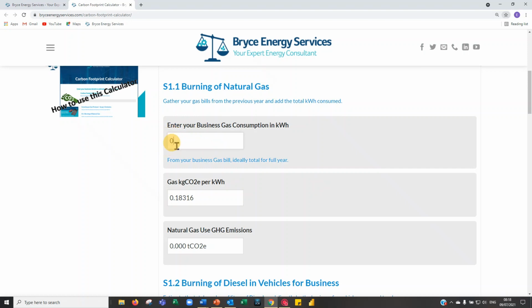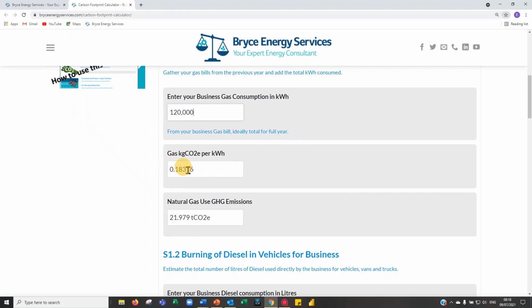So enter your business gas consumption in kilowatt hours. So you'll get this from your gas bill. So I'm just going to say your average home is about 12,000. So I'm going to say 1,200, or sorry, 120,000. And this uses the conversion factor, so you don't need to enter that. And this comes up with a result of 120,000 kilowatt hours equals 21 tons. Now, I've seen businesses with an awful lot more gas usage, but we'll just stick to that.